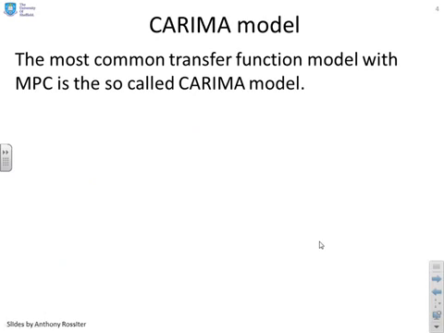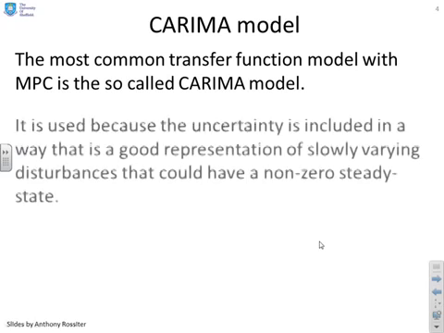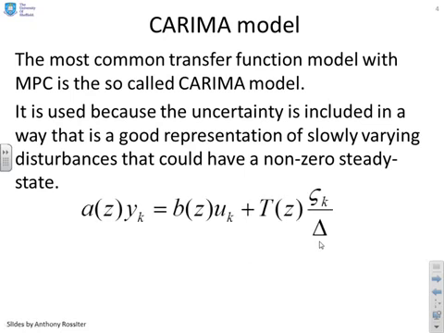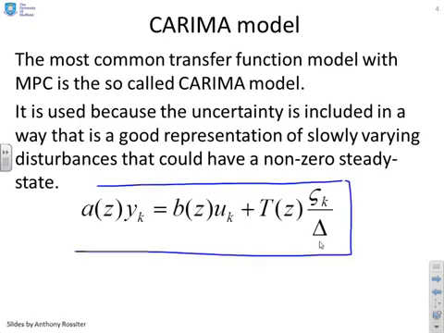Let's look then at the CARIMA model. This is the most common transfer function model used with predictive control. And it's used because the way it models uncertainty and in particular disturbances is fairly well reflective of what happens in a real process. Here's the CARIMA model then. We have A(z) times the output equals B(z) times the input plus T(z) times zeta over delta, where typically T(z) is a design polynomial rather than an actual model parameter.